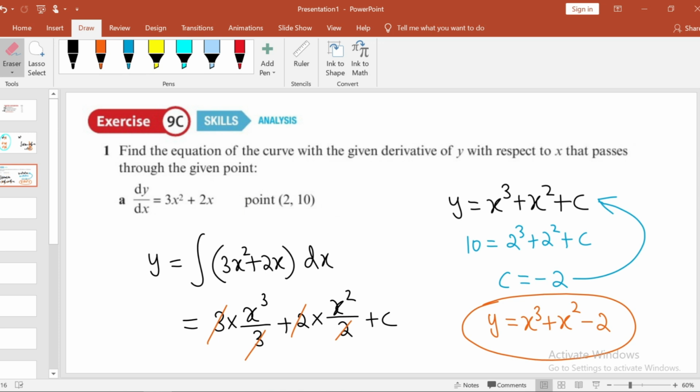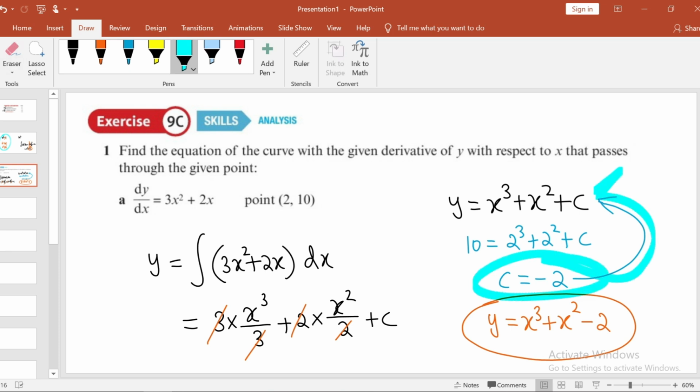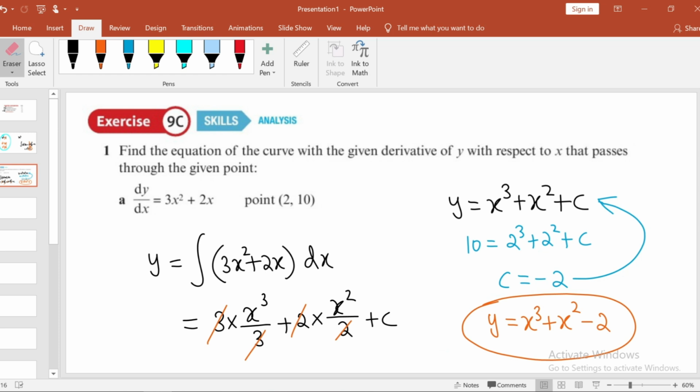Understand? Yes, sir. It's just a normal integration, but you integrate and you add plus c. Using the point given, you need to find the value of c. Once you got the value of c, sub in the value back into the function and write the function. You are definitely going to get this type of question in the board exam. When you go through chapter wise papers, right, you are going to see several questions of this type. I want you to copy this.